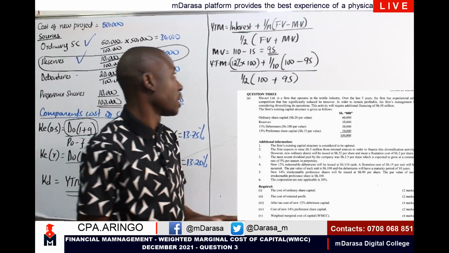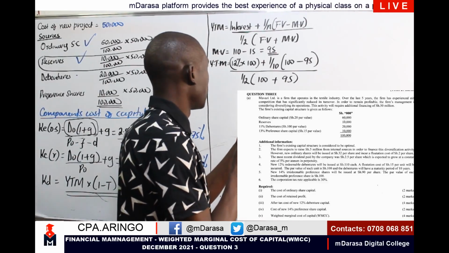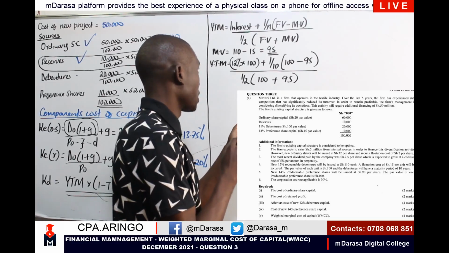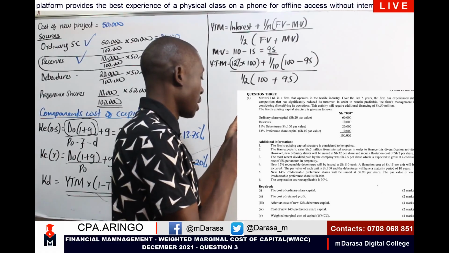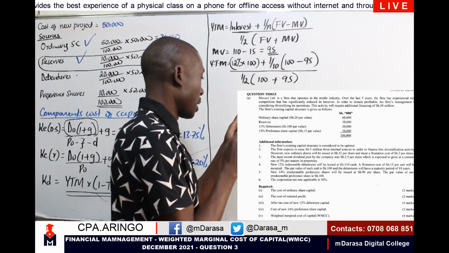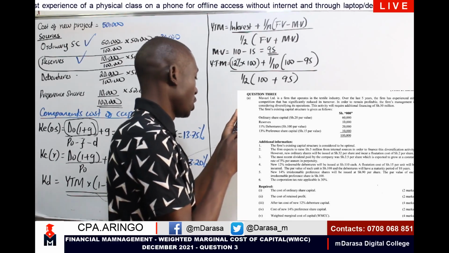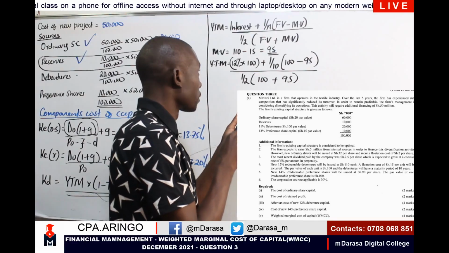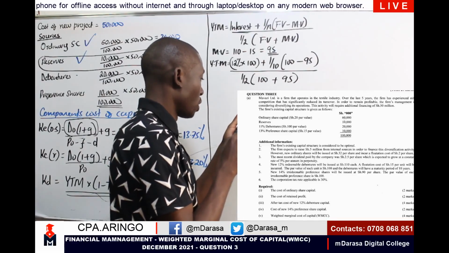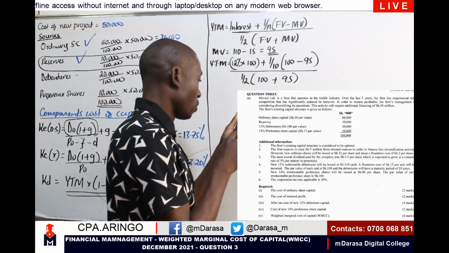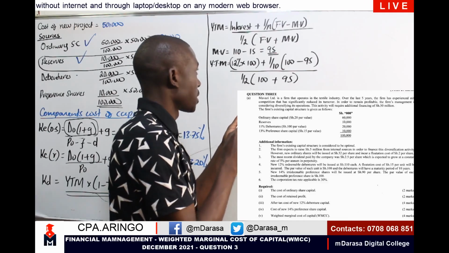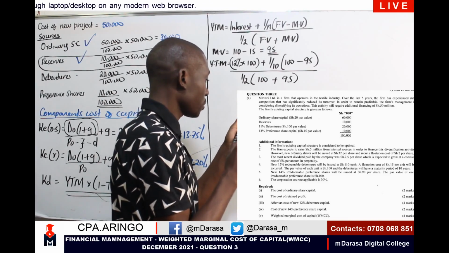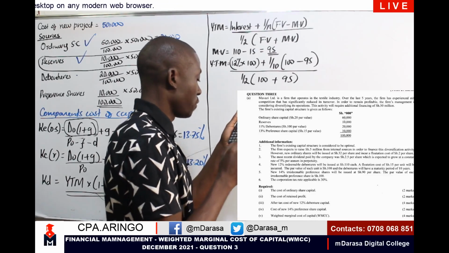So my YTM here, bracket, that is of course 12%, 0.12 times 100, close bracket, plus, I open my bracket here, 1 over 10 times 100 minus 95, that should give us 5, right? Times 5. So I'm having a figure of 12.5.